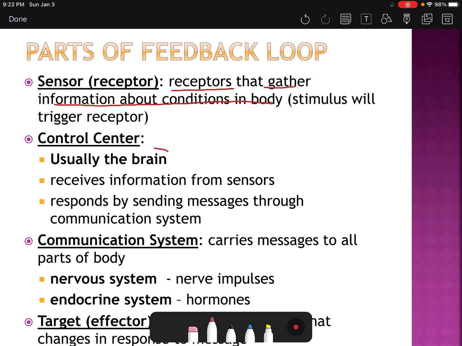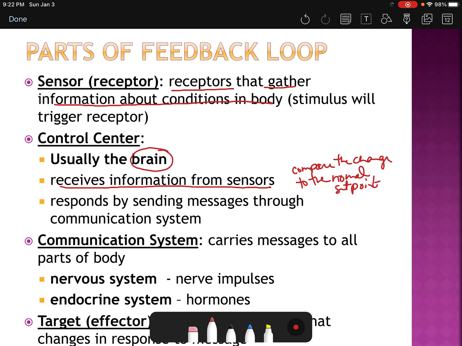Now the control center is usually your brain, but sometimes it could be your spinal cord. Maybe it's going to go directly to an organ of some sort, but usually it's the brain that's the control center. The control center receives the information from the sensors, and what they do is they compare the change to the normal set point. Now we're going to talk about what a set point is in just a minute.